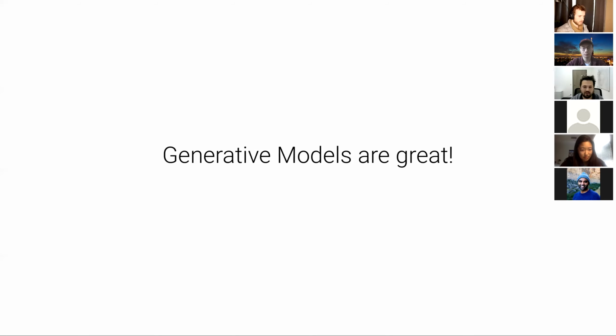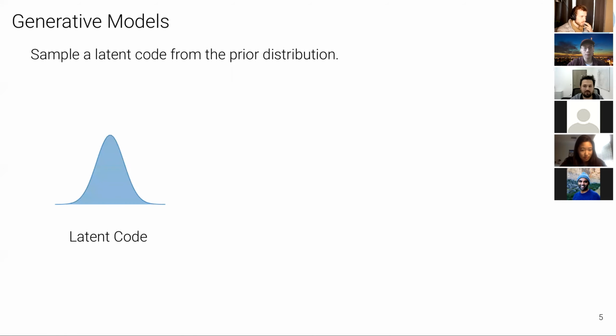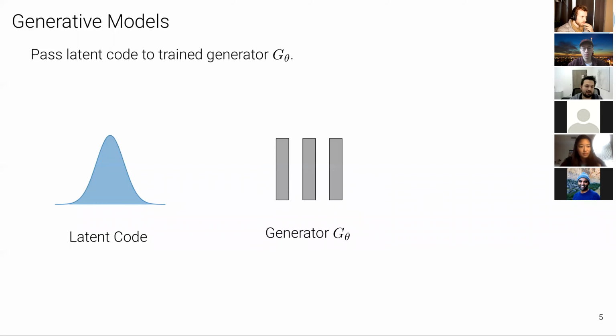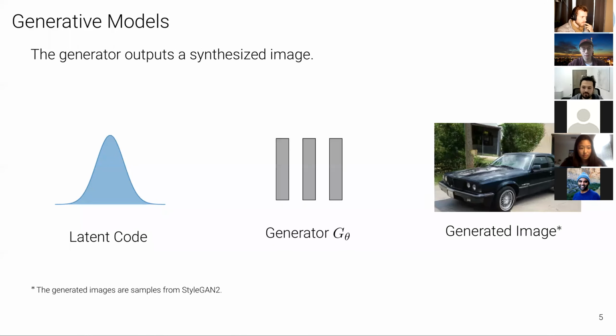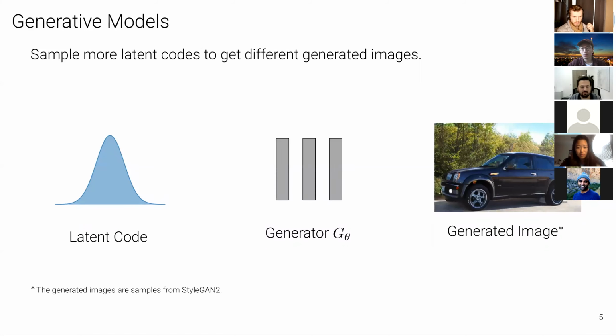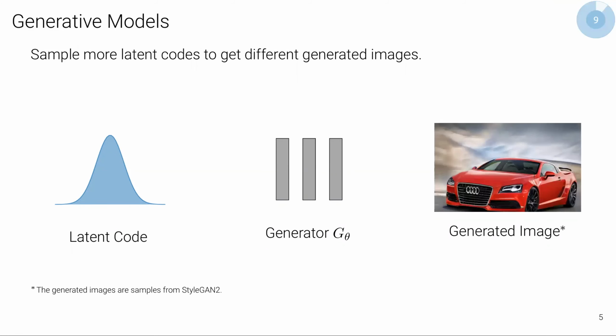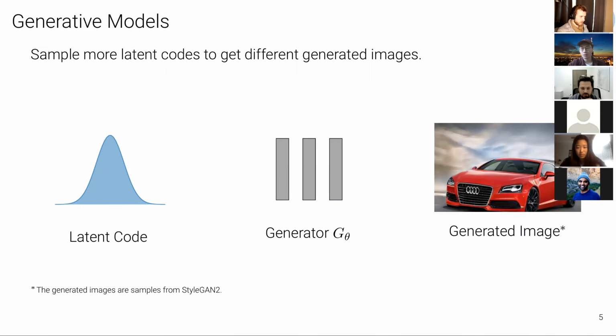So first off, I think generative models are great. The usual setup at test time is that you can sample a latent code from your prior distribution, and then you can give this to your trained generator, and you get out a pretty amazing generated image these days. Here we show an example from StyleGAN2. And then you can sample a new latent code and you get out a new image. Or you can sample more latent codes and you get new images.